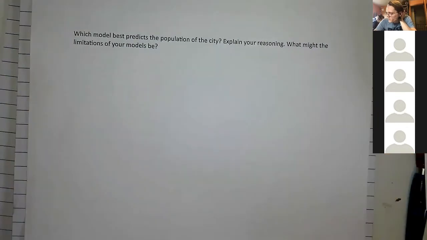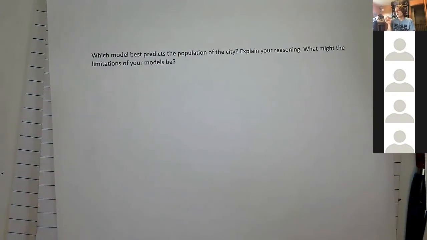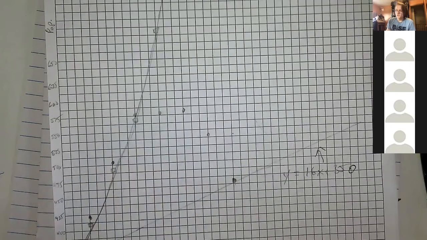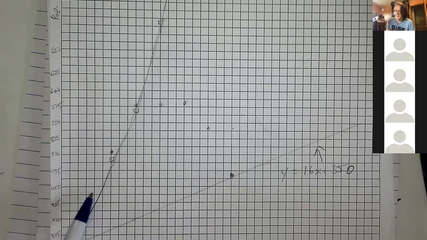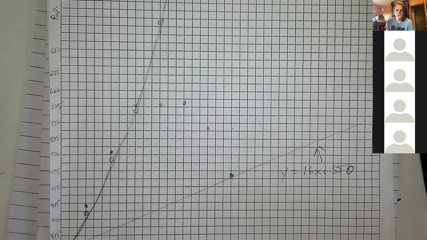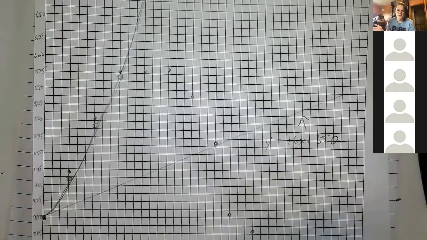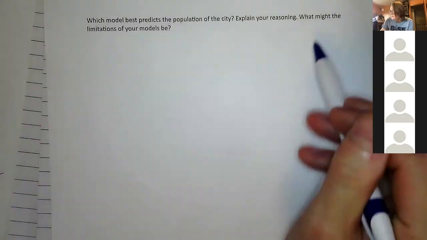And the last question: which model best predicts the population of a city? Explain your reasoning. What might the limitations of your model be? This is kind of what I was just talking about in the previous problem. You want to first just look at your chart and see which model best fits. If this was your data, I would probably go with the line because, as I said, the exponential blows up. It's like you're in New York City territory in a few decades, and obviously Buffalo is nowhere near that size. So this is a horrible model because it goes up way too fast and it only hits these first few points really well. So the line is best overall, maybe. But again, just say which one you think is best and why. And then what might the limitations be?